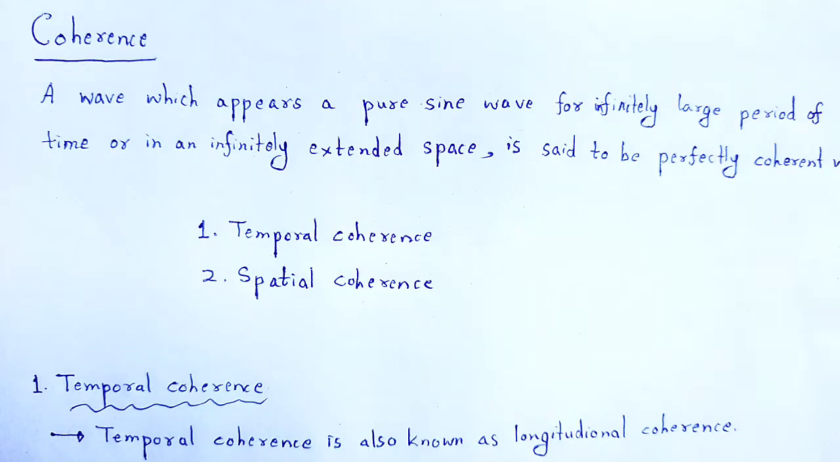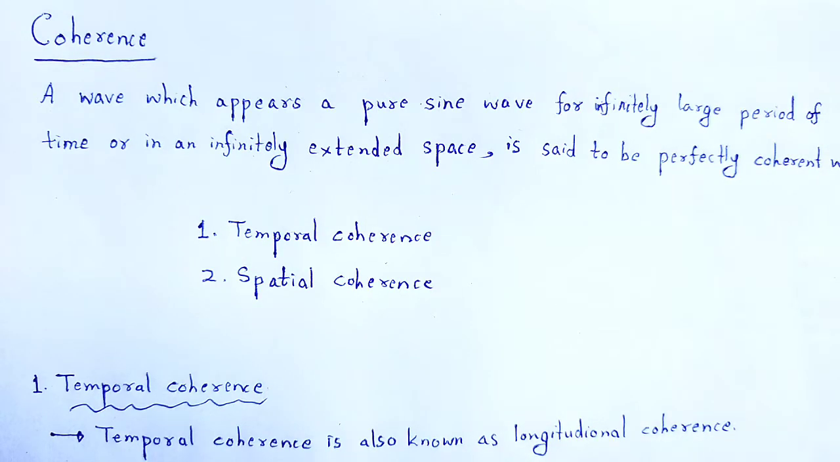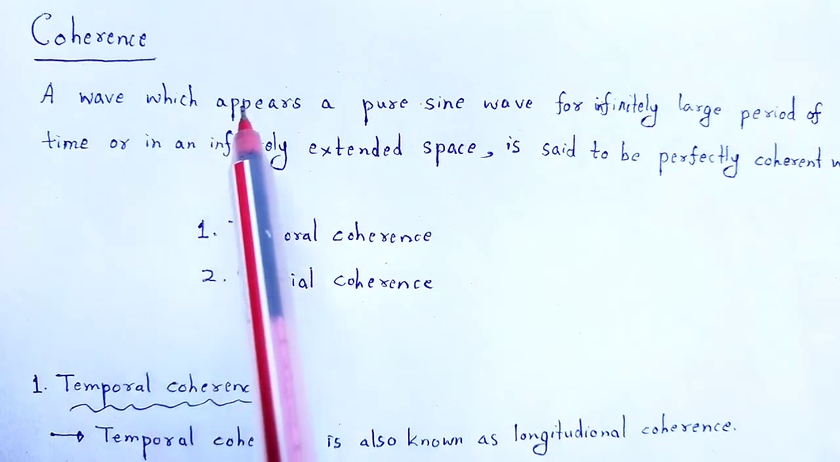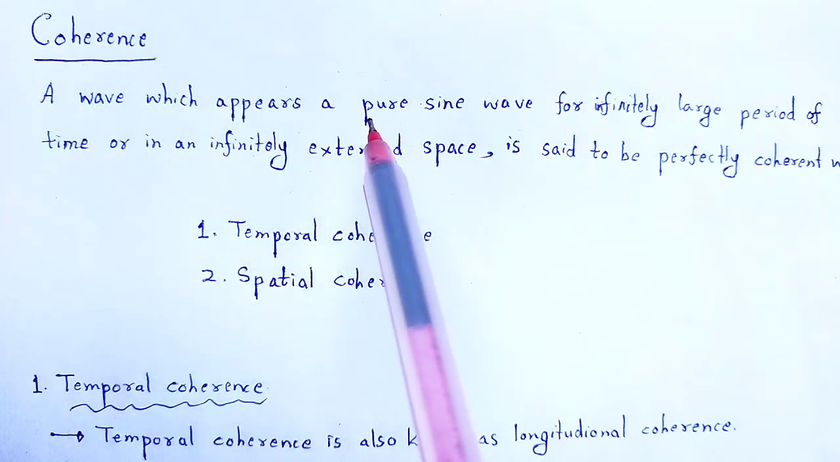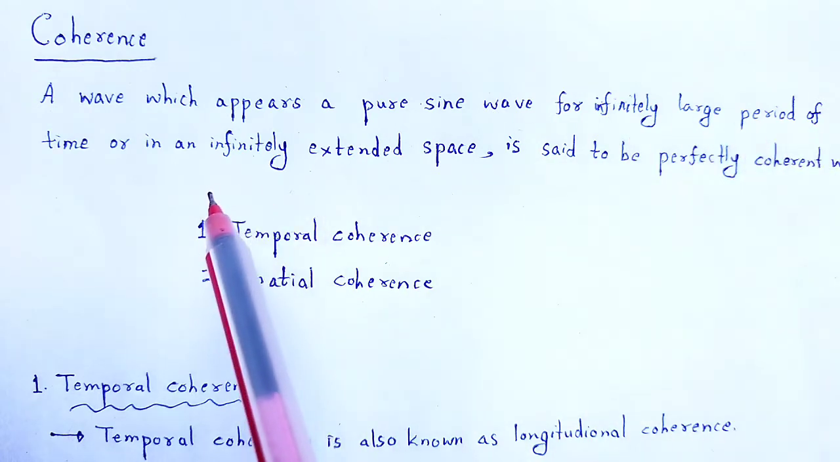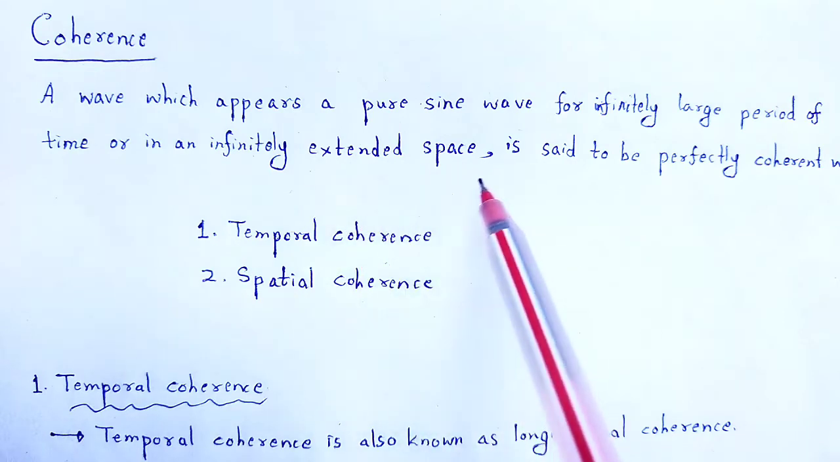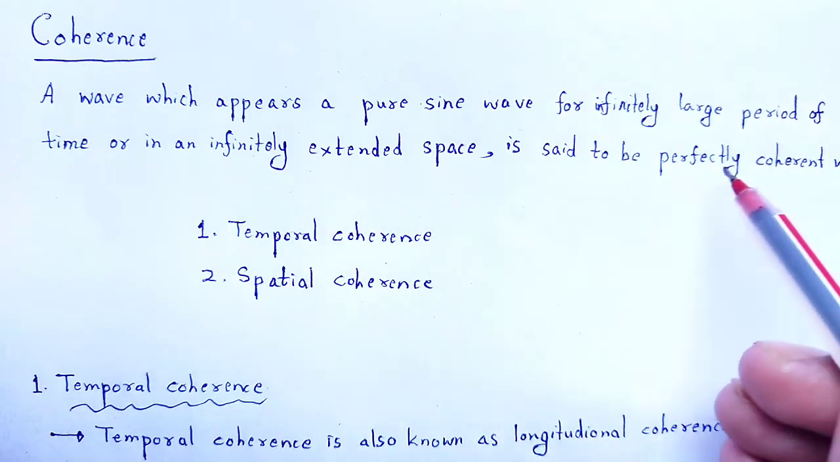In this video, we are going to discuss coherence as temporal coherence and spatial coherence. Let's begin. What is coherence? A wave which appears a pure sine wave for an infinitely large period of time or an infinitely extended space is said to be perfectly coherent.